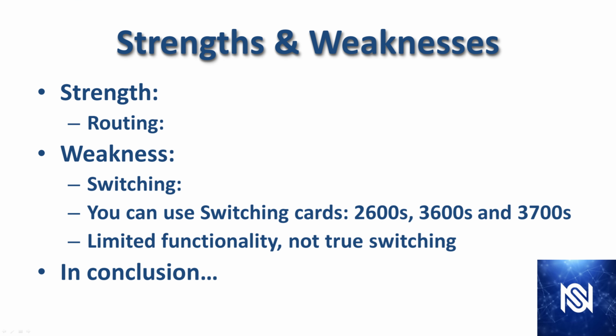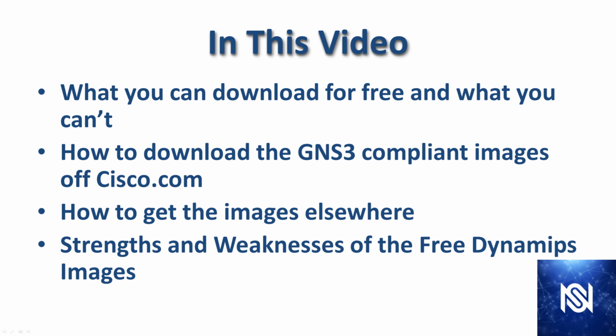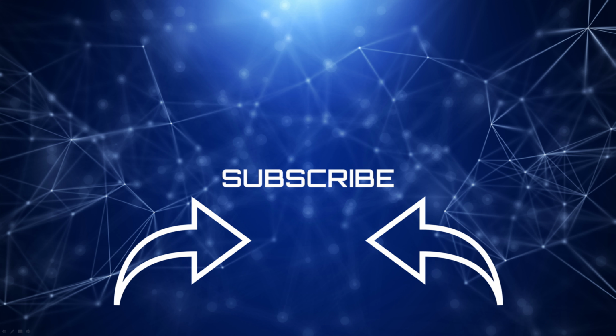So in conclusion, the VIRL images are the best way to go about using GNS3, but you can get started with the Dynamips images without spending a dime. All right, so in this video, we showed what you can download for free and what you can't. I showed you how to download the 7200 image off Cisco.com, described how you can get the images elsewhere, and then went through some of the strengths and weaknesses of the free Dynamips images.